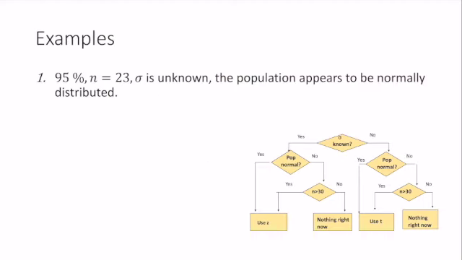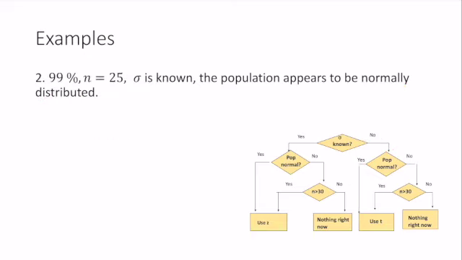All right, so I want to construct a 95% confidence interval. My sample size is 23. My standard deviation is unknown, but the population appears to be normal. So we start. Do I know my sigma? No. Is my population normal? Yes. I'm going to use a T distribution.